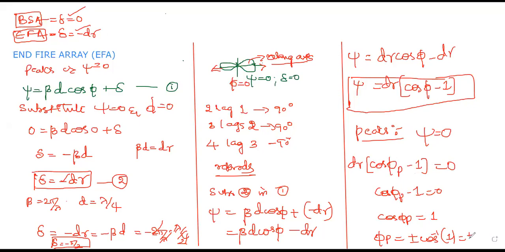What is plus or minus cos inverse of 1? General equation. It is n pi. Since we don't take n here, we consider it as k pi, where k will take the value 0, 1, 2, 3 based on the equations. Now the peak formula of end-fire array which you use for problems is k pi. So this is the peak formula for end-fire array.